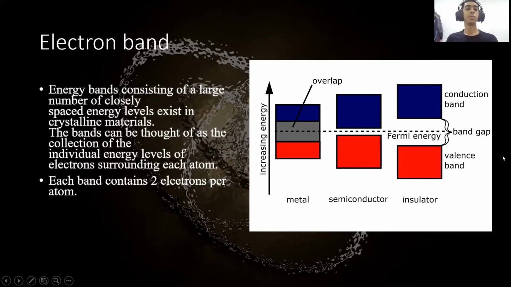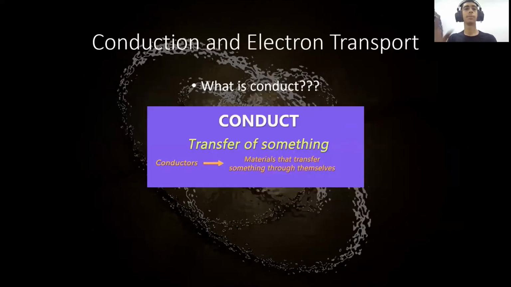So each band contains 2 electrons per atom. And here we can see this is a band. The blue one is a band, and the red one is a band, but the gray one is an overlap. I'm going to come back to this graph later. Okay, so what's a conduct? A conduct is a transfer of something. By transfer of something, we mean here, of course, a transfer of electrons.